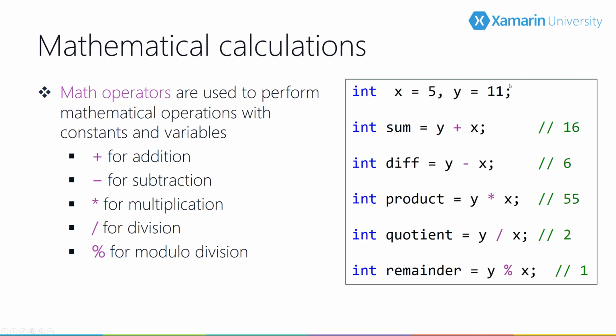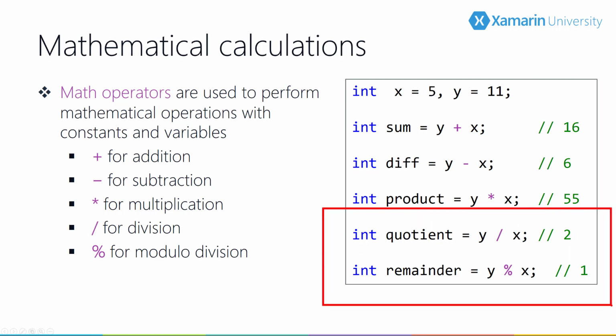If you look at some of these examples, y plus x, y minus x, these are all pretty simple. The last two, however, are the confusing ones. Quotient is y divided by x, and the answer is 2. Y is 11, x is 5. Clearly the answer is not 2, but it is 2 in this case. We'll talk about that in a second.